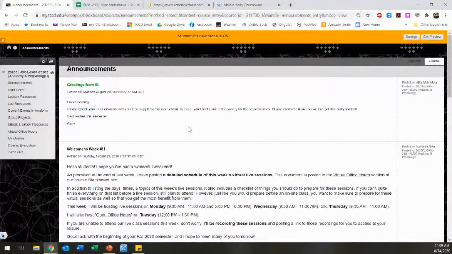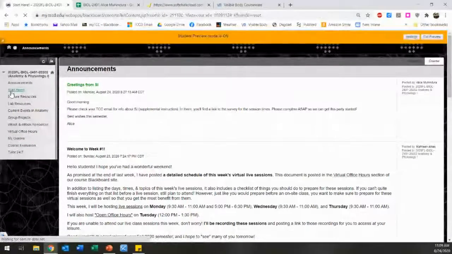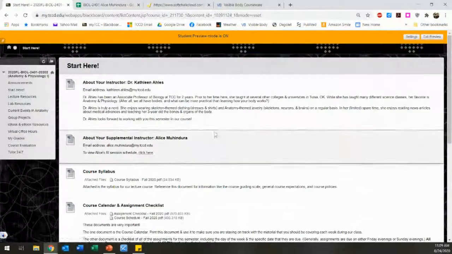So check that out. You'll see for my friends with Dr. Adams as a lab instructor, let me just pop this up to show you. In the Start Here area, you will also see an extra note underneath it about your lab instructor. So some of you have Dr. Adams as your lab instructor, and her contact information and some information about her is listed underneath me.